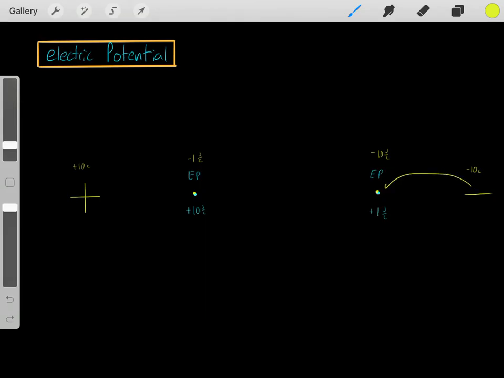It's also going to contribute to the electric potential here, and it's also going to contribute to the electric potential here. And let's assume this is symmetric. So let's say this distance is the same as this distance, and so on, just to keep things simple. But the point is, let's focus on this particular spot right here.